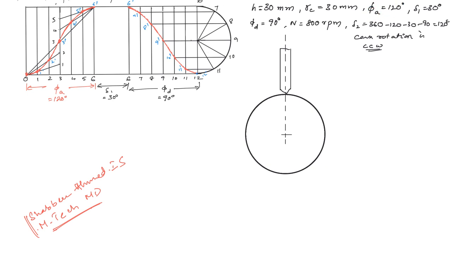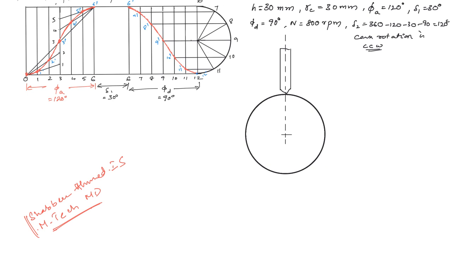Angle of ascent is 120 degrees. The first dwell is 30 degrees, and the angle of descent is 90 degrees. The speed of the cam is 800 rpm. And the second dwell, if we calculate, will come to 120 degrees. Also, the cam is rotating in counterclockwise direction.